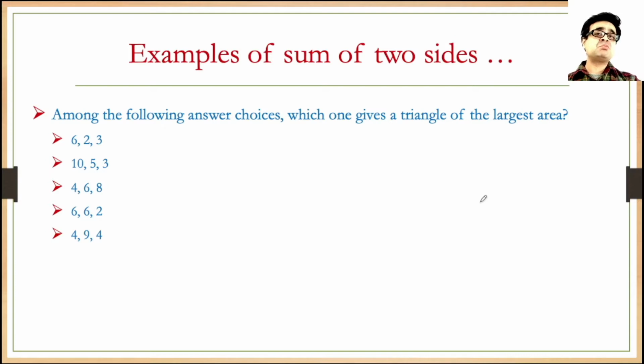This should not take you more than maybe 1 minute to solve. If it is taking more, then you probably are going in a wrong direction. Okay. Among the following answer choices, which one gives a triangle of the largest area?